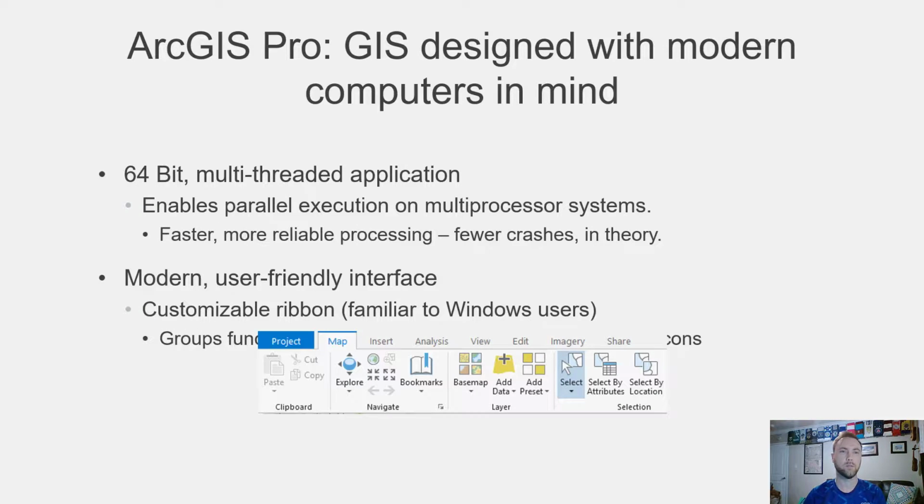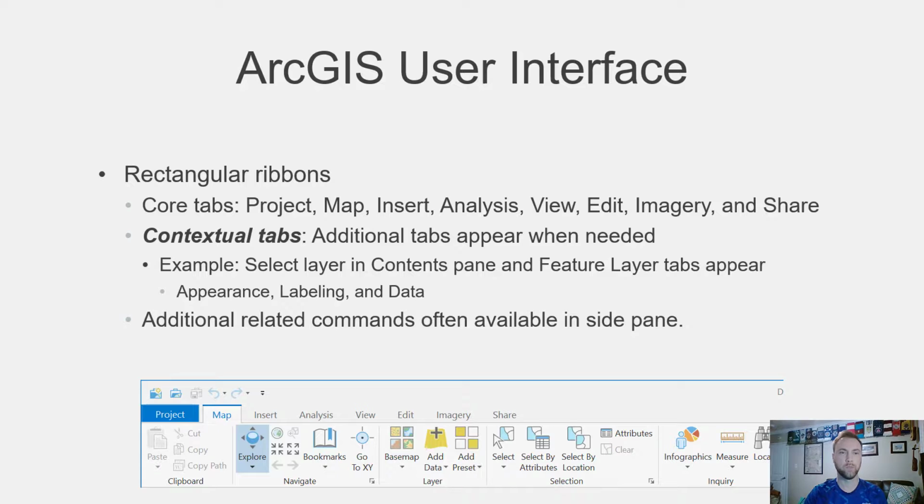It's 64-bit, multi-threaded, and it allows for multi-core processing, which in theory allows for faster, more reliable processing over ArcMap. Although I will say, in my experience, it has slowed down quite a bit in the last couple of years as Esri has packed more features into the program. And it uses a more or less familiar user-friendly interface, the ribbon and tab interface that's familiar in Windows.